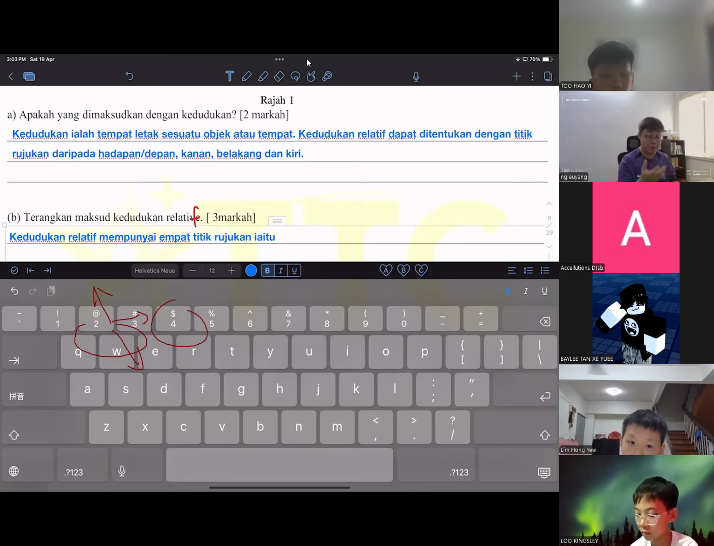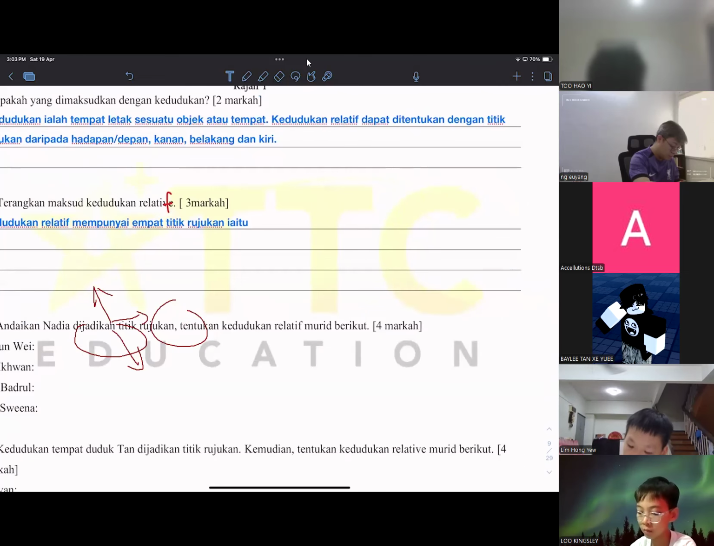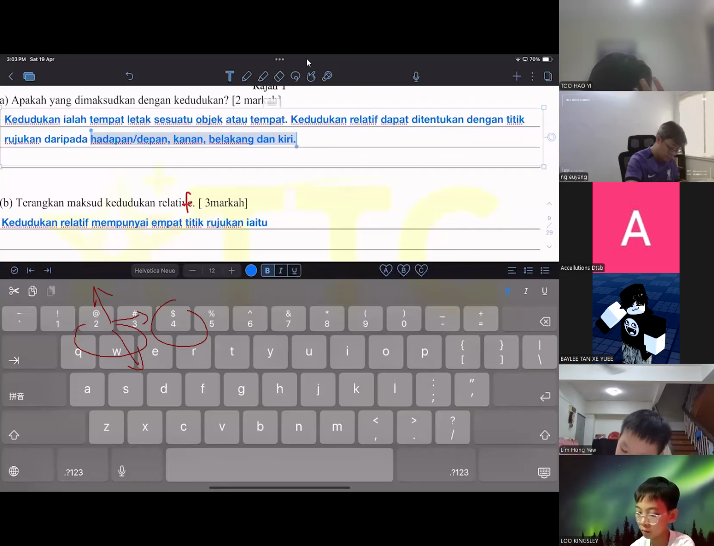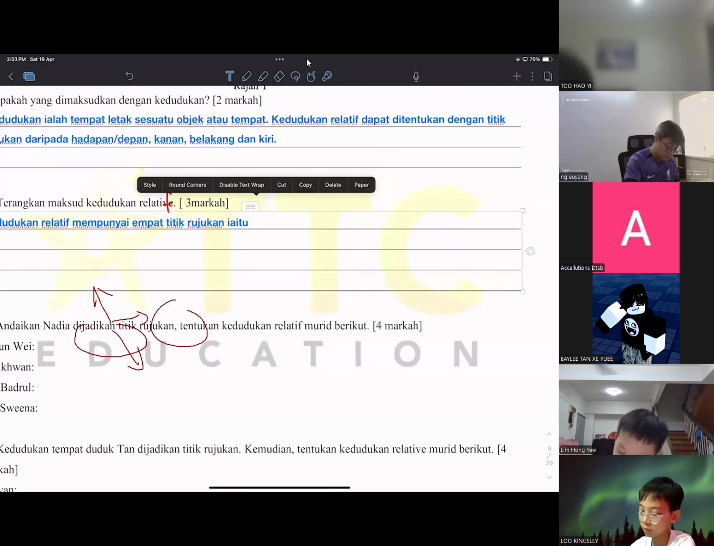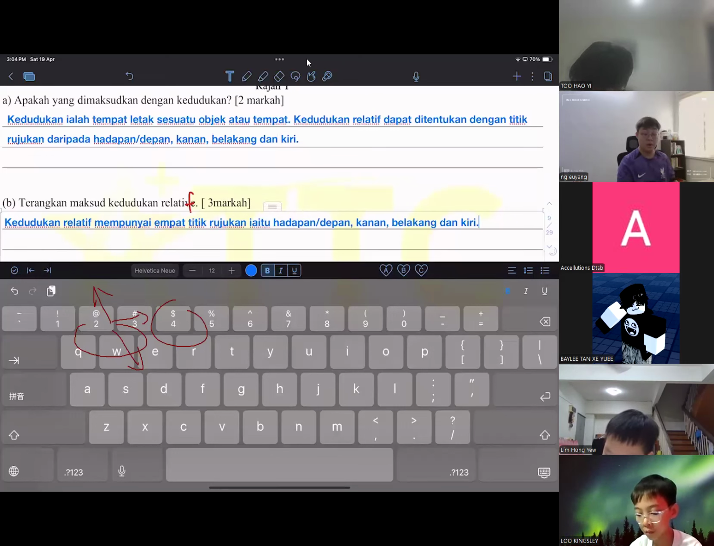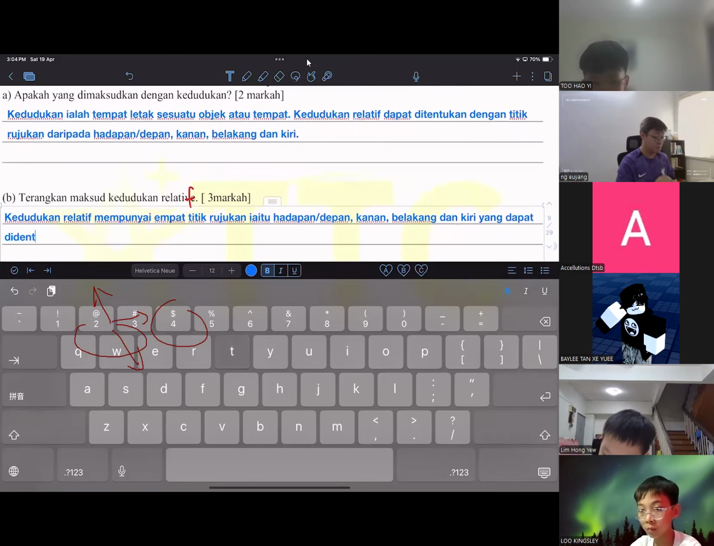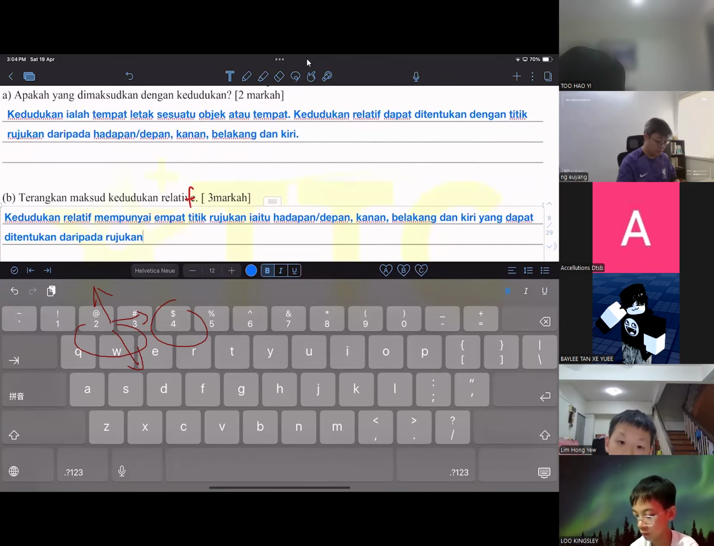Yaitu, so just now we already mentioned, right? Harapan depan. Okay. Then kanan, belakang, dan kiri yang dapat ditentukan daripada titik rujukan.